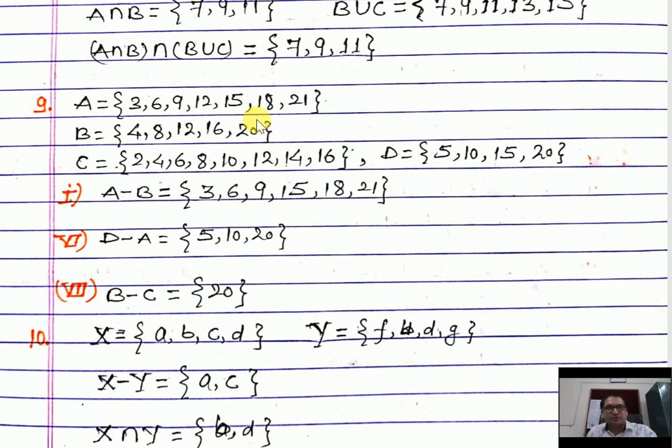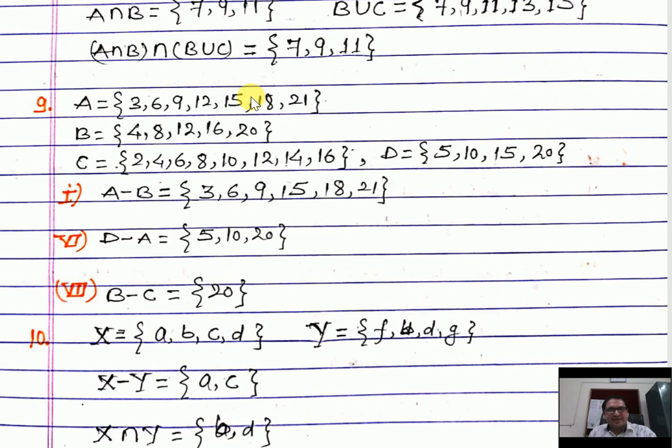Question number 9. 3, 6, 9, 12, 15, 18, 21 is A, and B, C, D are given, so 4 sets are given. You have to find A minus B. A minus B means you have to write all elements of A which do not belong to B.